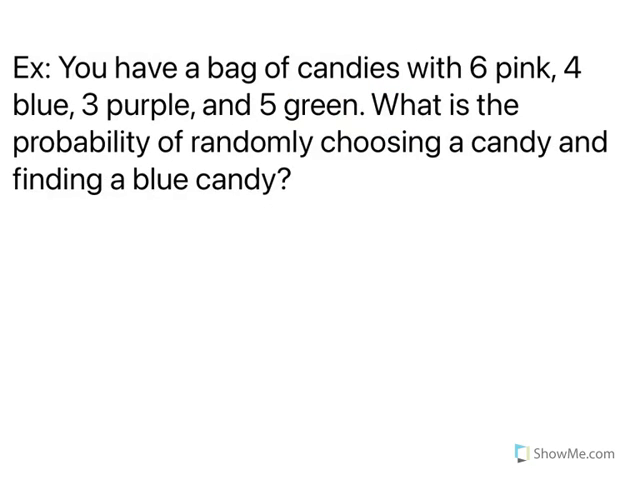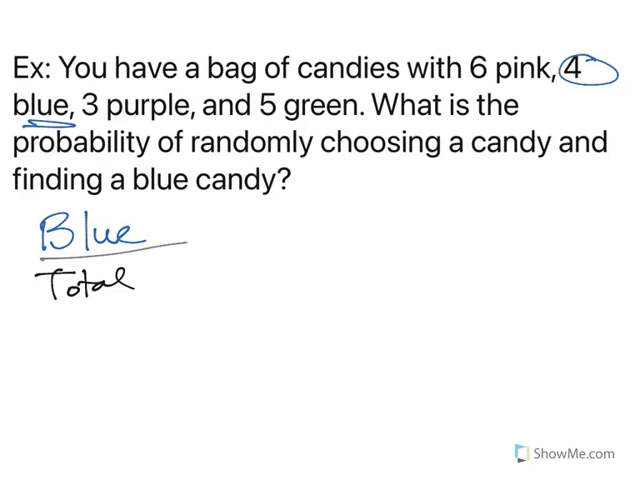Let's do another one. You have a bag of candies with 6 pink, 4 blue, 3 purple, and 5 green. What is the probability of randomly choosing a candy and finding it to be blue? Now we want a blue candy over the total. This starts easy. How many blues do we have? It says there are 4 blue, so my numerator is 4. Now, how many totals do we have? They don't give us the total, so we're going to have to find it.